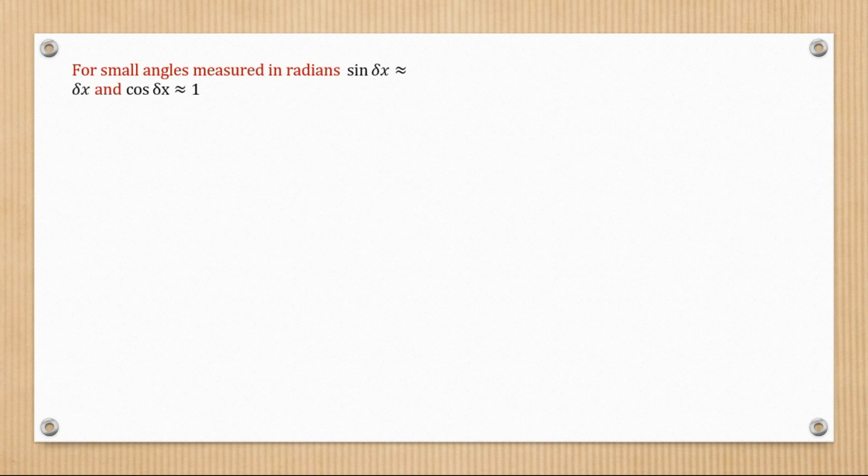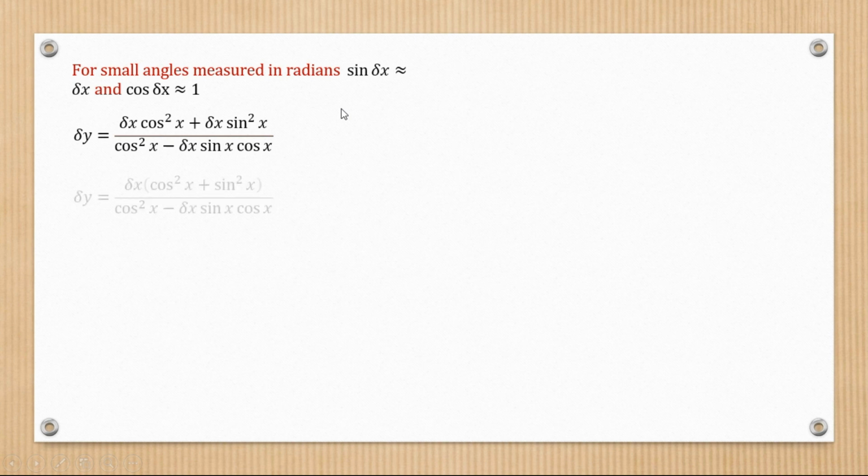Alright, so next we're going to remember that for small angles measured in radians, sine change in x is approximately equal to change in x, and cos change in x is approximately equal to 1. So with that knowledge, we're going to substitute in those values. So now you can see we had sine change in x at the numerator, and at the denominator we've also substituted the values, and where there was cos change in x we put a 1. Right, so we can factorize out the value change in x.